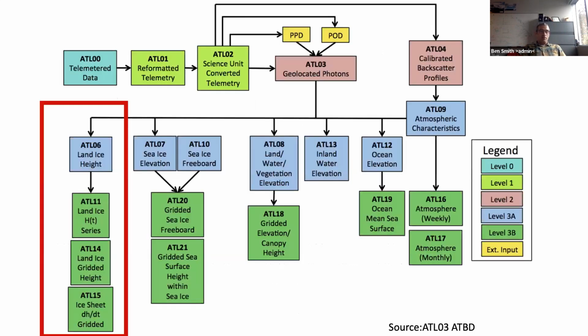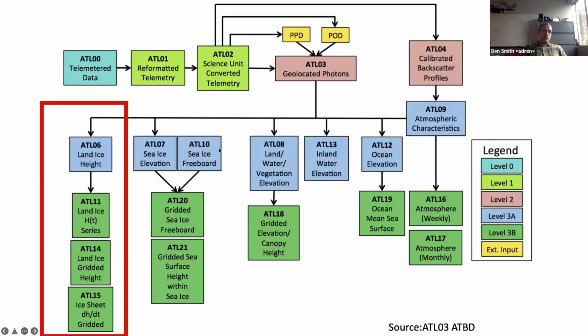Here's a flow chart, because everybody loves flow charts, showing how this works. So there's the satellite data in the boxes over here, which are the level 0 and level 1 products. Those turn into ATL03 and into backscatter profiles. And then ATL03 feeds all the other products, except for the atmospheric characteristics product, which is kind of off on its own because it uses a different stream of data from the satellite.